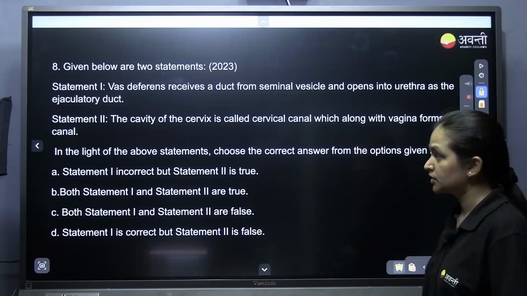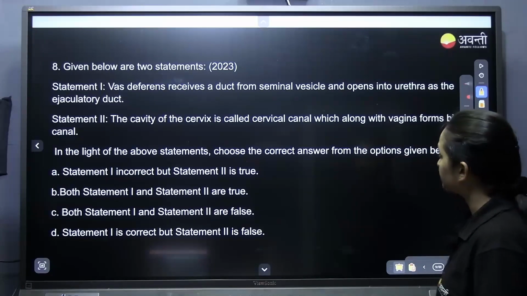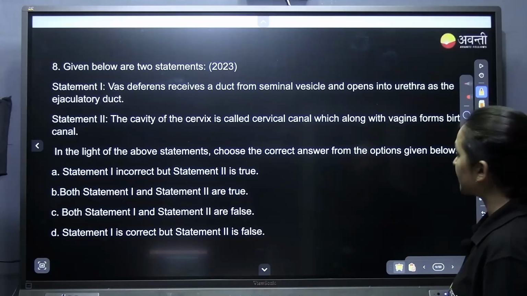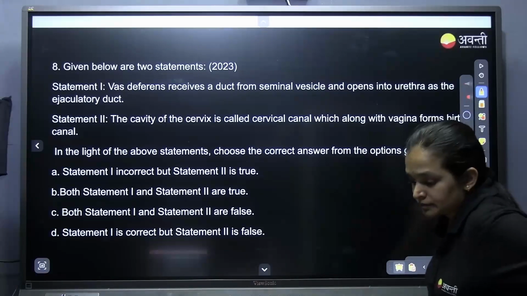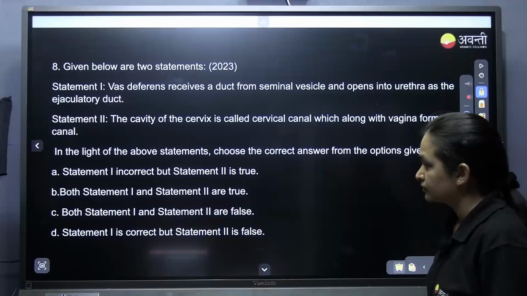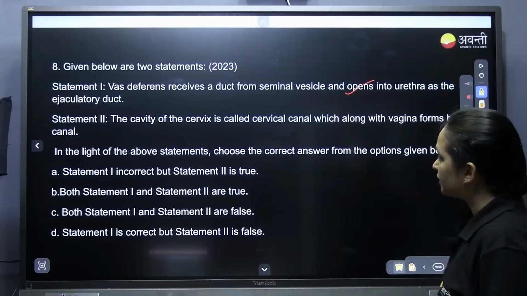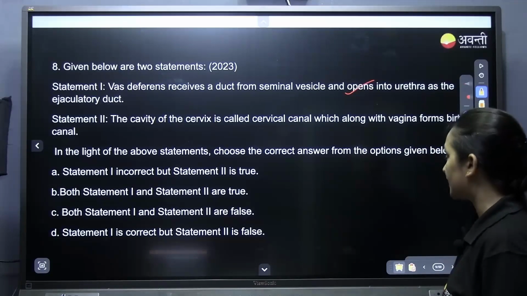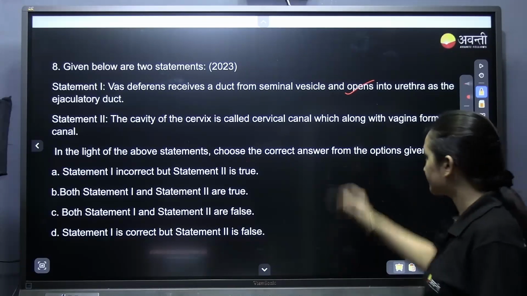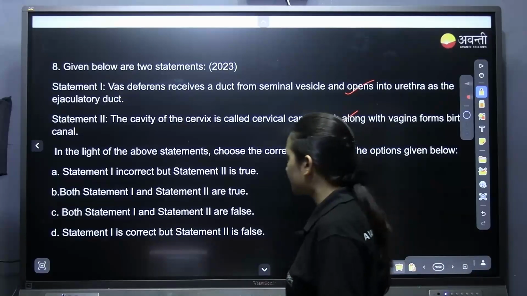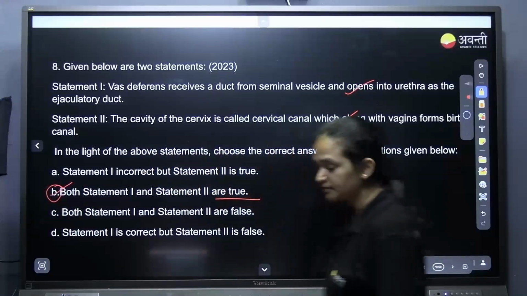Given below are two statements. Vas deferens receives a duct from seminal vesicle and opens into urethra as ejaculatory duct. Is it correct or wrong? Yes, correct. Very good. And the cavity of the cervix is called cervical canal and along with the vagina forms birth canal. Correct. So statements 1 and 2 both are true. So we got B for Bombay as the right answer. Easy.